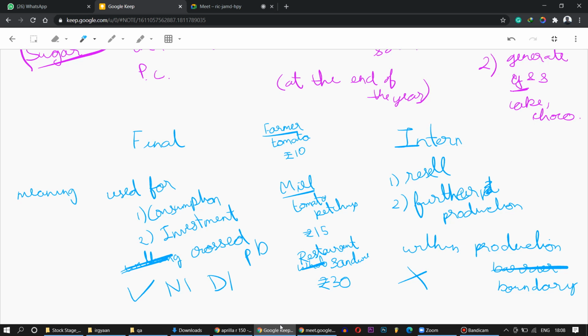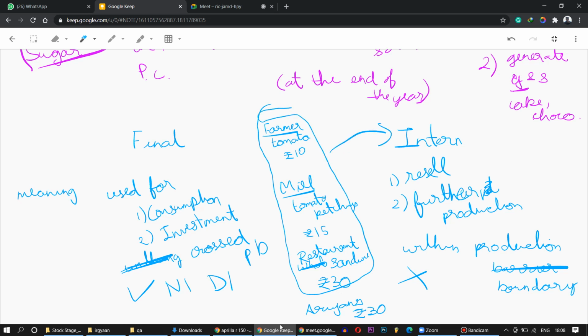And now we have Aryan who comes and eats it. Aryan comes and eats it and he pays ₹30 for the same. So this much part, it was an intermediate good. All of this was intermediate good. And this was within production boundary. This is the boundary of production. And it was an intermediate good. However, when the consumer came and purchased it, it became a final good because it was for his own private selfish enjoyment. And that is it. Final good, intermediate good. Got it?